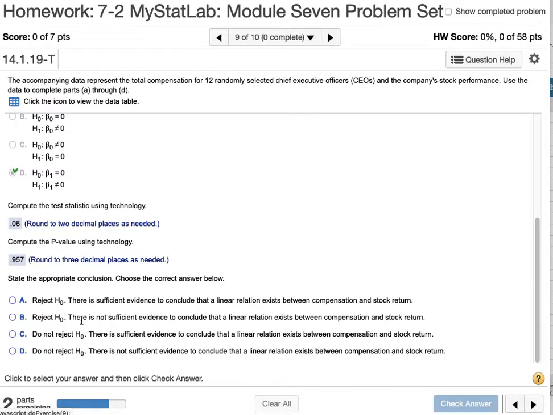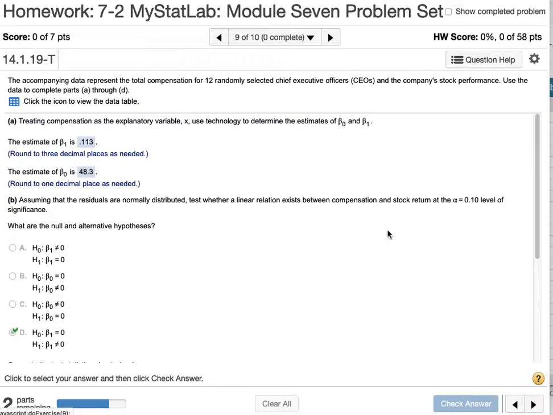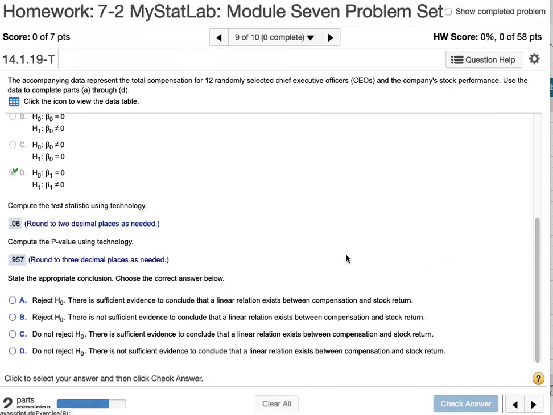Then state the appropriate conclusion. Okay, so this p-value is way bigger than our level of significance, which is 0.10. This is much bigger than that. So we're not going to reject. We don't have something down in the tails where it would be very different from the middle. So here, do not reject.